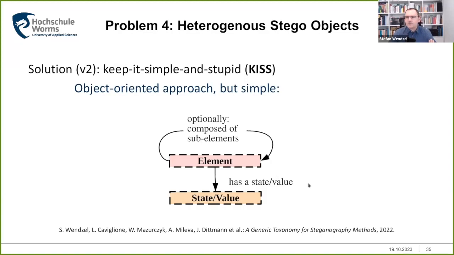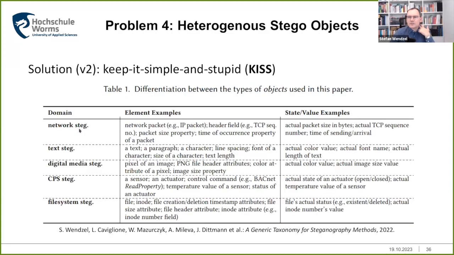Here's an example. So for instance, in network steganography, an element could be a network packet, a header field, a packet size property, or the time of occurrence property of a packet, while the value would be the actual packet size itself, or a sequence number value for TCP, or the actual time value for the time property, and so on. In file systems, this could be files, inodes, and so on.